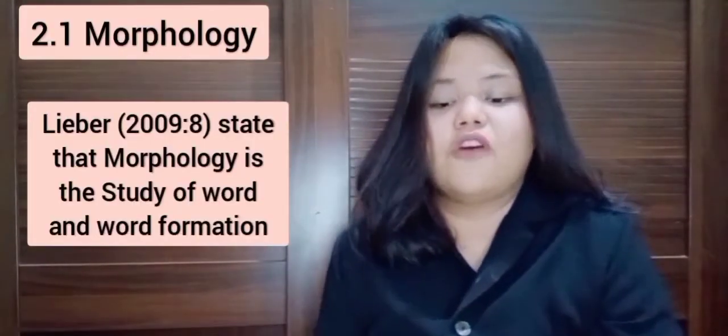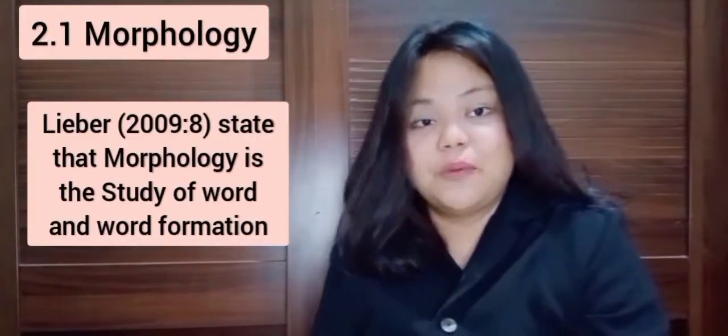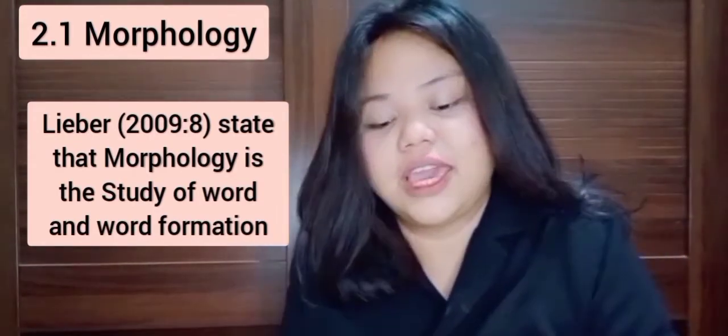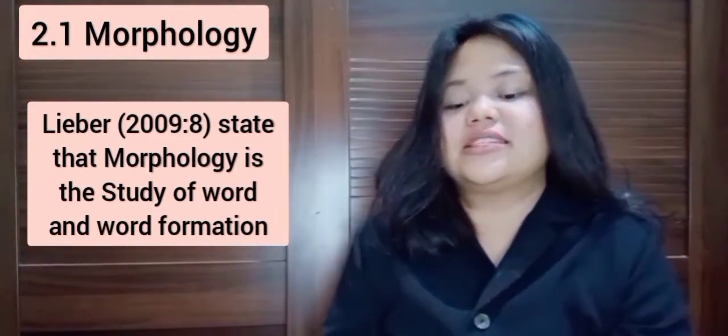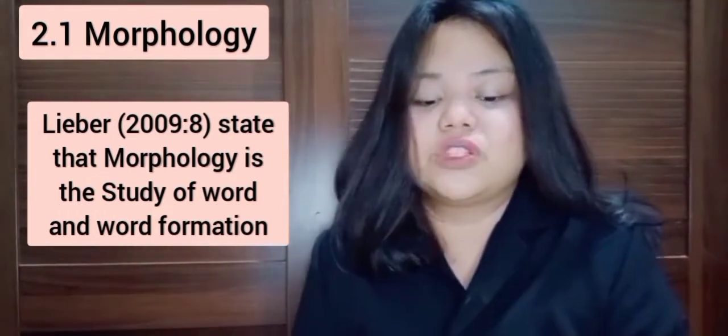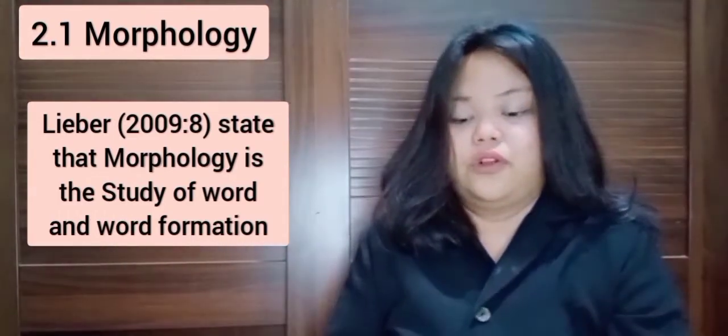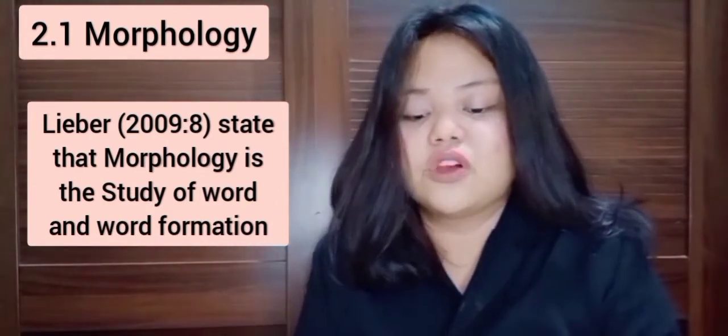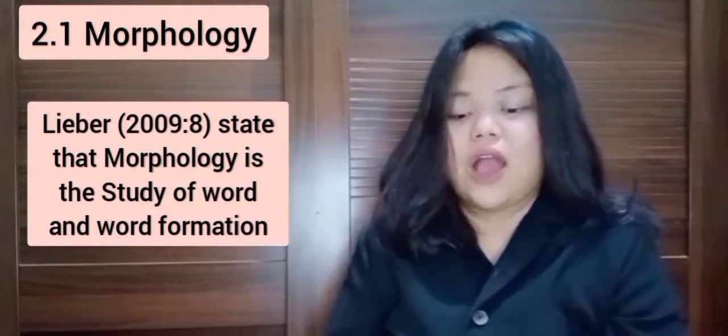Now we are going to chapter 2, Conceptual and Definition. The study of words in the field of morphology. Lieber, 2009, page 8, states that morphology is the study of words and word formation. It includes the ways new words are coined in the languages of the world, and the way forms of words are varied depending on how they are used in the sentence.